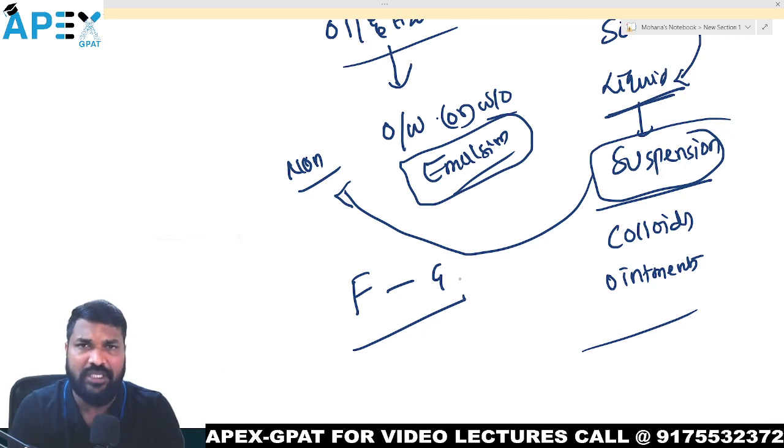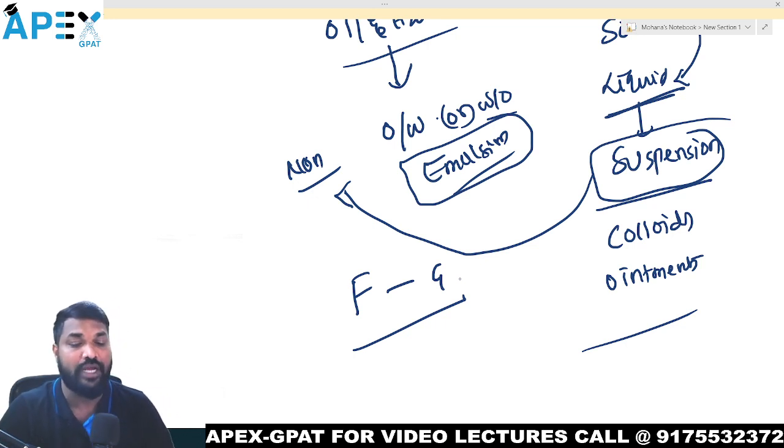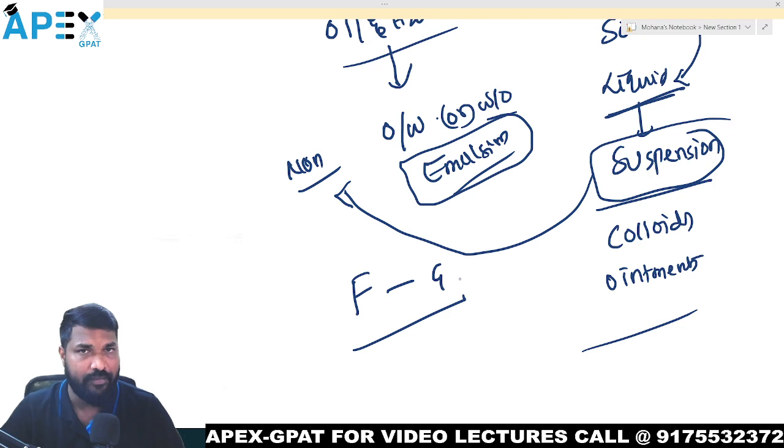What are the systems? The system which is immiscible, for example emulsion. The system which has insoluble solid content: suspension, colloids, ointment. Finally, non-Newtonian flow is followed by suspensions, emulsions, ointments and colloids. These are the best examples for non-Newtonian flow. Okay? Is all of it clear?